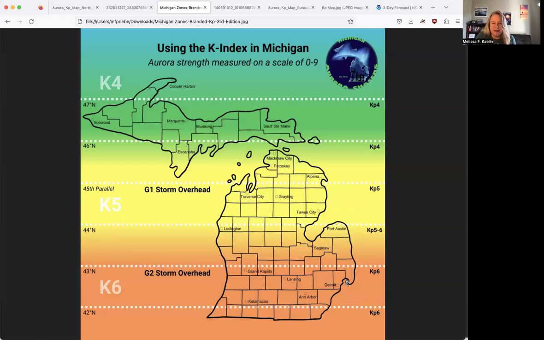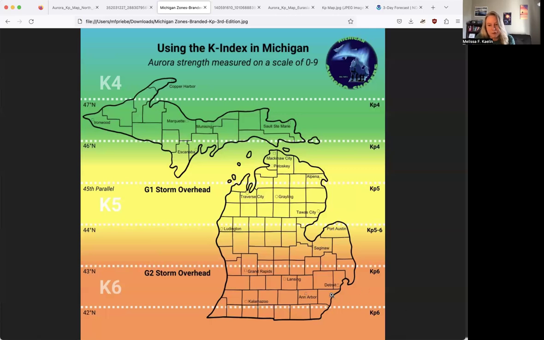KP6. Now, does that mean it's going to be strongest in the south of the state? No, that just means the aurora is strong enough to push this far south, meaning everything north of this is still going to see aurora, probably even better aurora. It could be aurora overhead. It could be aurora if you're all the way up here in Mackinac City or the tip of the mitten. During a KP6, G2 storm, all the same thing, you in Mackinac City could be seeing aurora to your south.